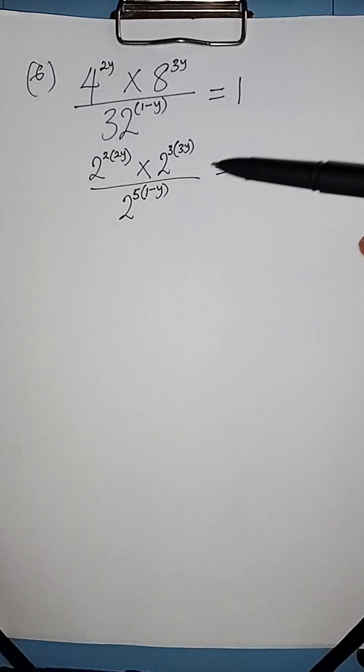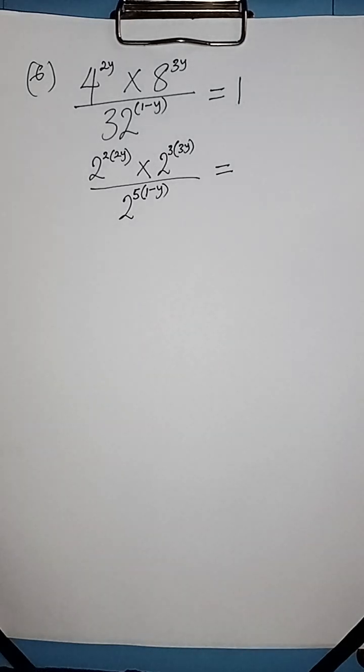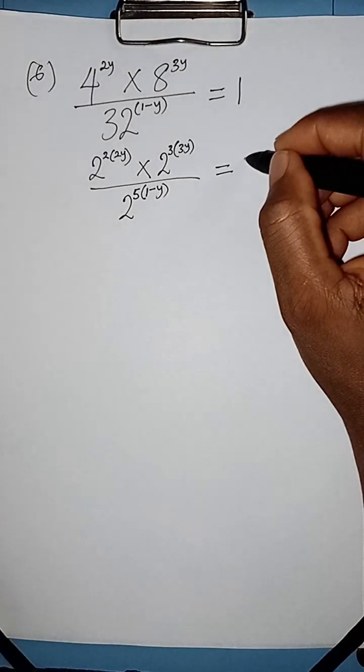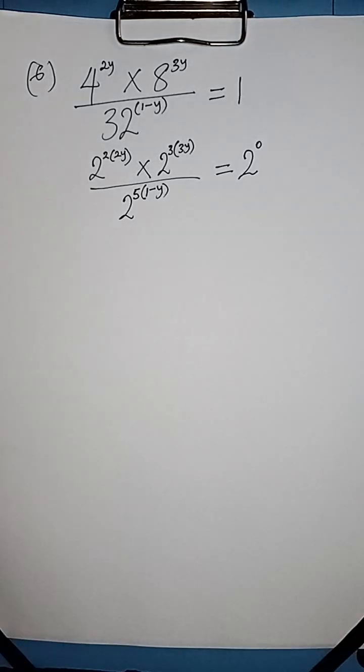You see, we're trying to make everything to have the same base, which is 2. So how do I make this right side of the equation to have 2 as its base? Remember the concept of 0 in indices? 2 raised to power 0 is equal to 1. So I can rewrite 1 as 2 raised to power 0. So you'd see that the 1 is gone and it became 2 raised to power 0. So everything has 2 as its base now.